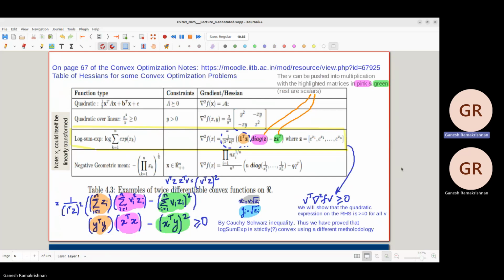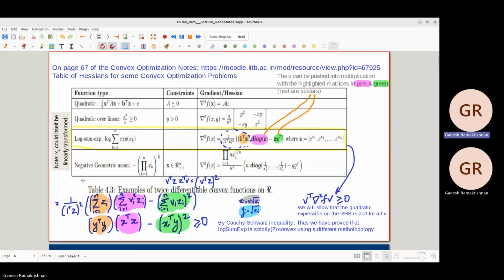The rest is basically here: y transpose y times x transpose x minus (x transpose y) whole squared is greater than or equal to 0. Actually, the moment you say diag z minus zz transpose, this is again a very standard recipe. Somewhere or the other, Cauchy-Schwarz will be helpful. Any questions on this?